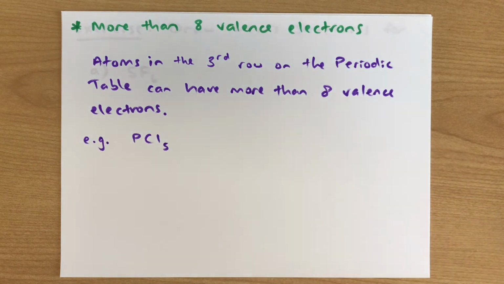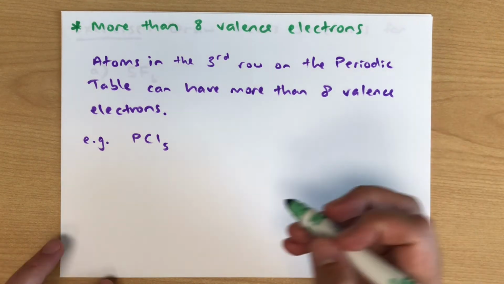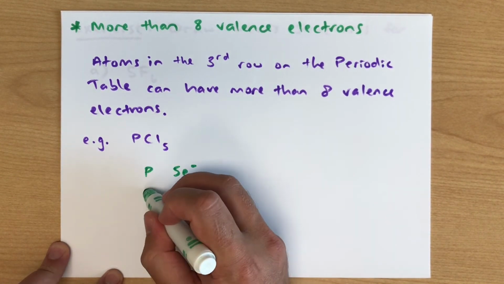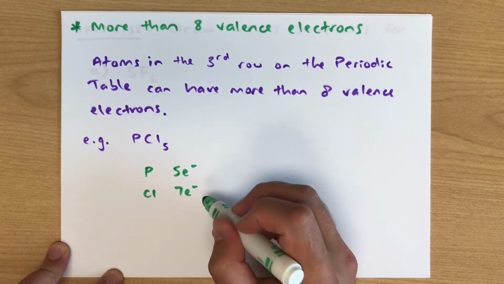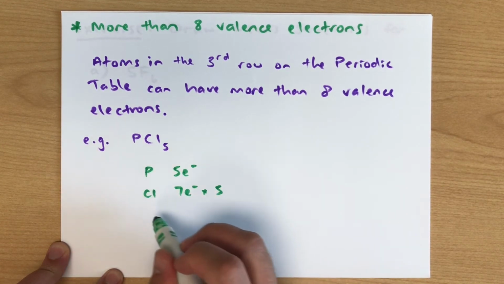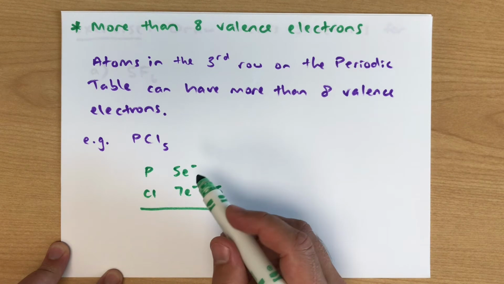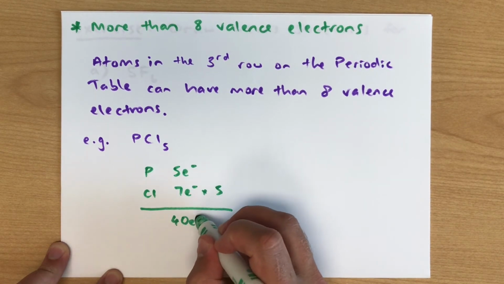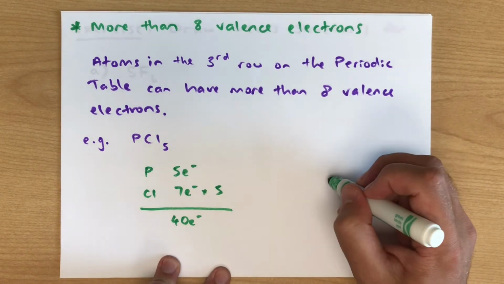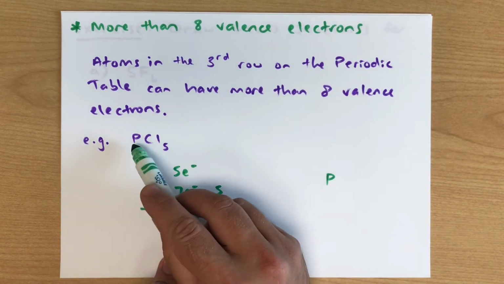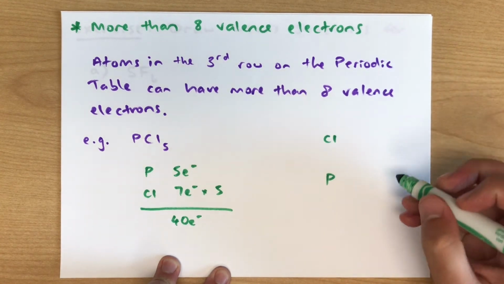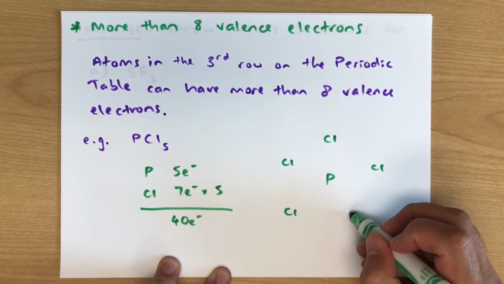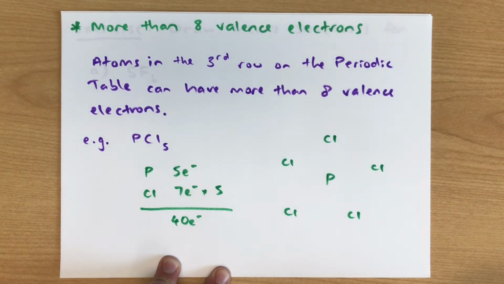So let's consider this example of PCl5. Phosphorus has 5 valence electrons. Chlorine has 7 valence electrons, and there are 5 of them. So my total is going to be 7 5s are 35, plus 5 more makes 40 electrons. Phosphorus will be my central atom because there's only 1 of them, and I now need to draw 5 chlorines around my central phosphorus. So I try to spread them out somewhat evenly.